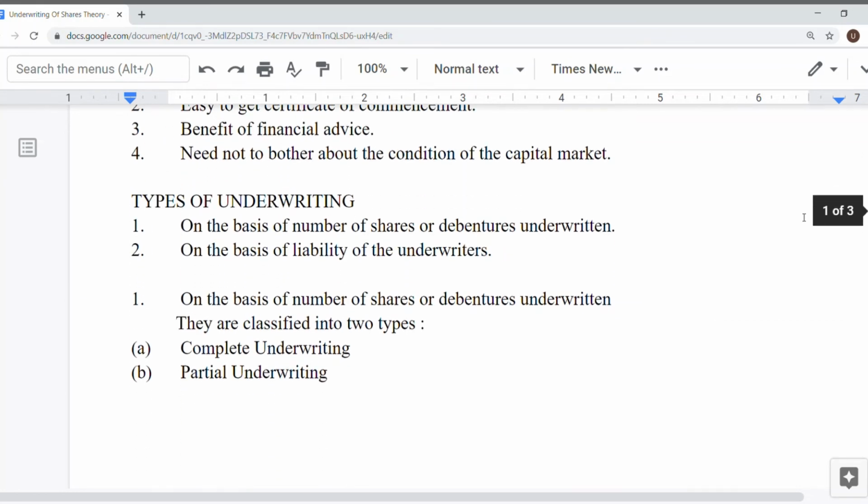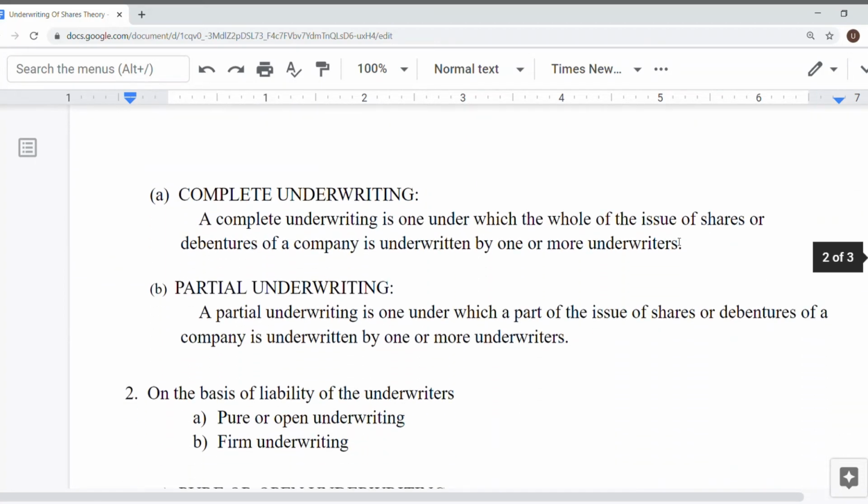So you have two types of underwriting. In this video, basically, I am just going through the theory of underwriting of shares. So types of underwriting, there are only two types of underwriting: on the basis of number of shares or debentures underwritten, and on the basis of liability of underwriters. On the basis of number of shares or debentures underwritten, there are two more types: complete underwriting and partial underwriting. So we'll see what is complete underwriting and partial underwriting.